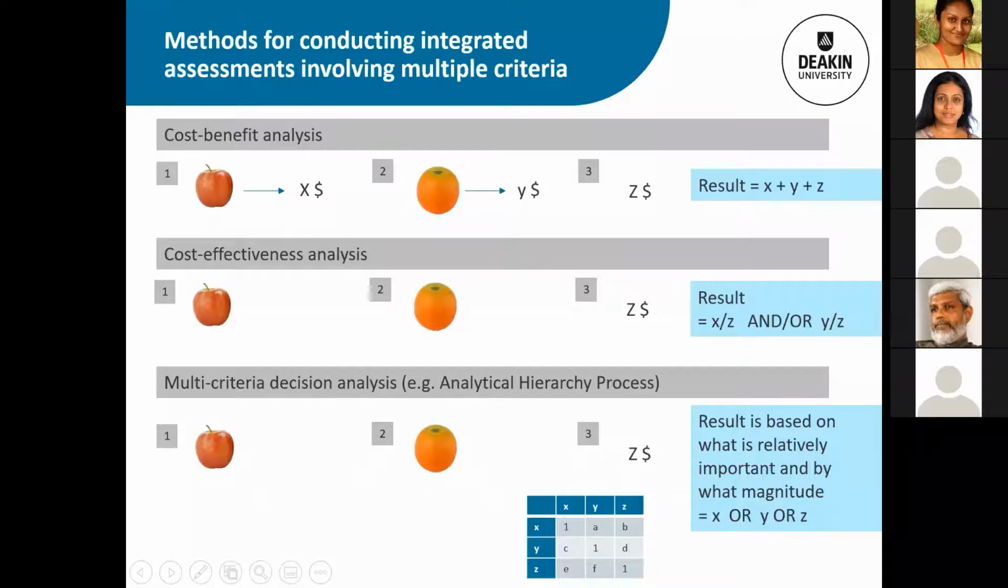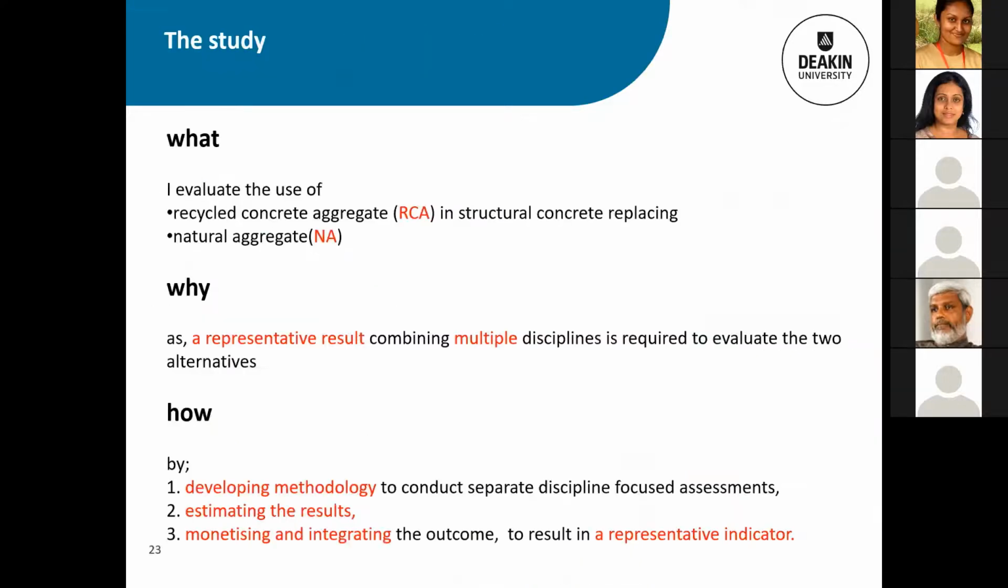So what I gave you was basically an overview of how decisions are made in a context where there is more than one criterion which should govern the decision. So in this study, I have taken cost-benefit analysis, and I'll again jump into the example. What I did in this study was to evaluate the use of recycled concrete aggregate in structural concrete, replacing natural aggregate. Why was it done?